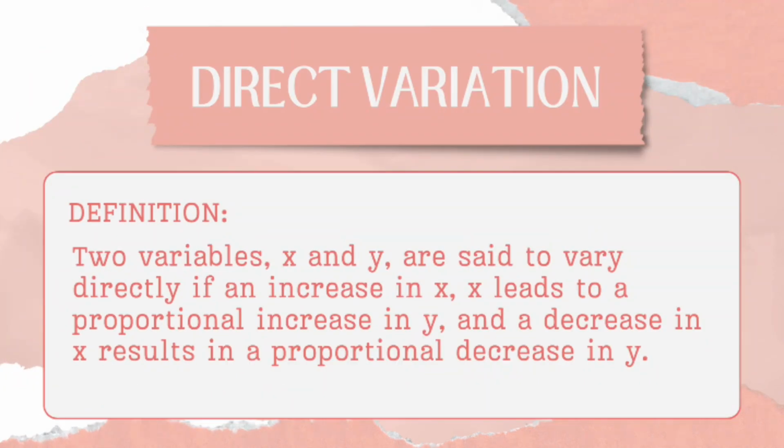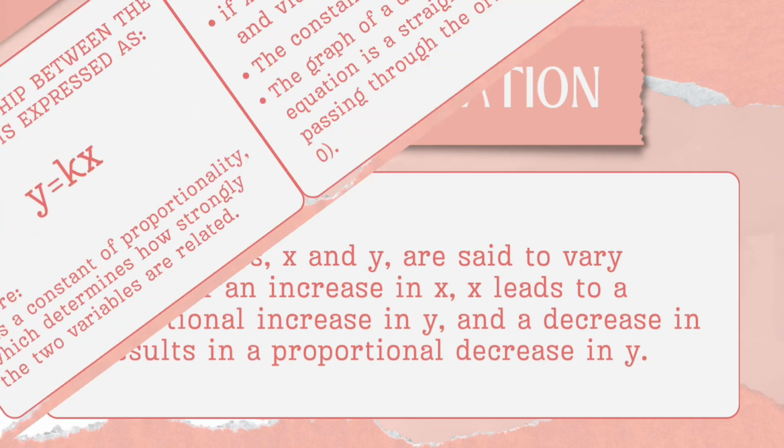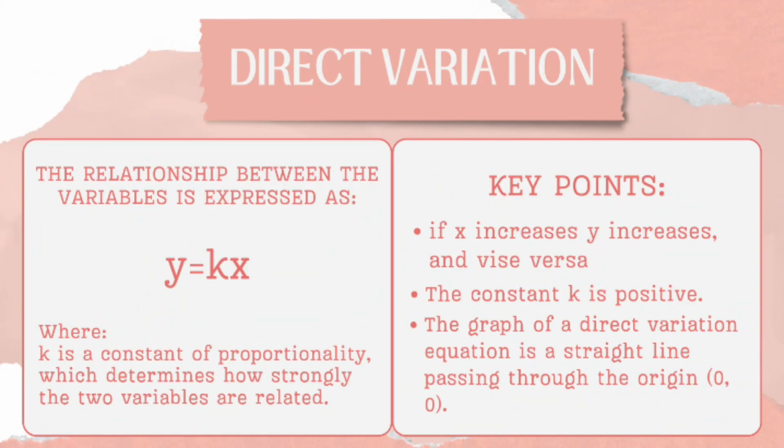Two variables, x and y, are said to vary directly if an increase in x leads to a proportional increase in y, and a decrease in x results in a proportional decrease in y. Direct variation. The relationship between the variables is expressed as y equals kx, where k is the constant of proportionality which determines how strongly the two variables are related.